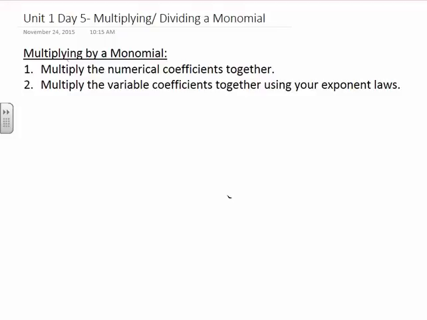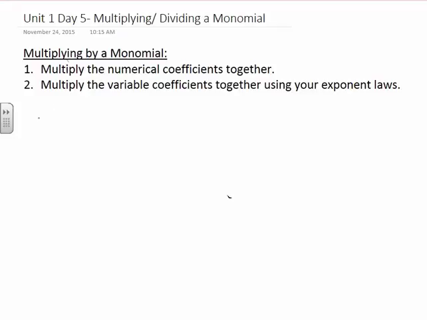Today we are learning how to multiply by a monomial. There's a couple of steps that will help you through every multiplication problem using monomials. First, you multiply the numerical coefficients together. And second, you multiply the variable coefficients together using your exponent laws. To help you understand this better, let's work through an example.